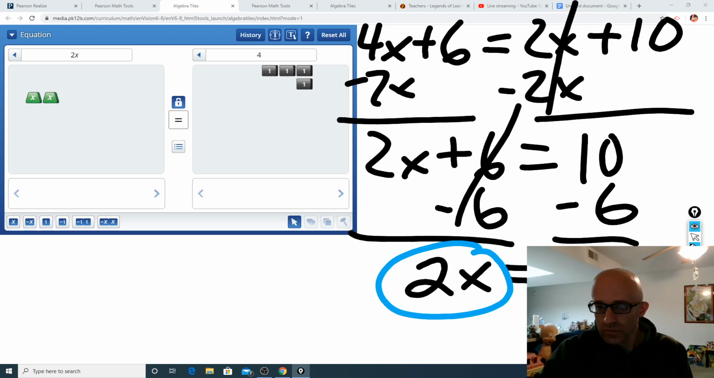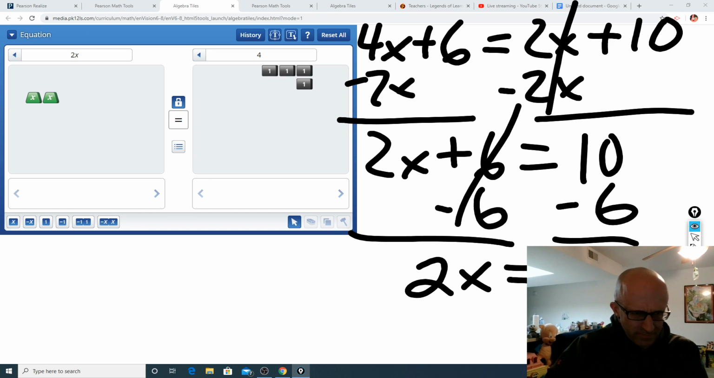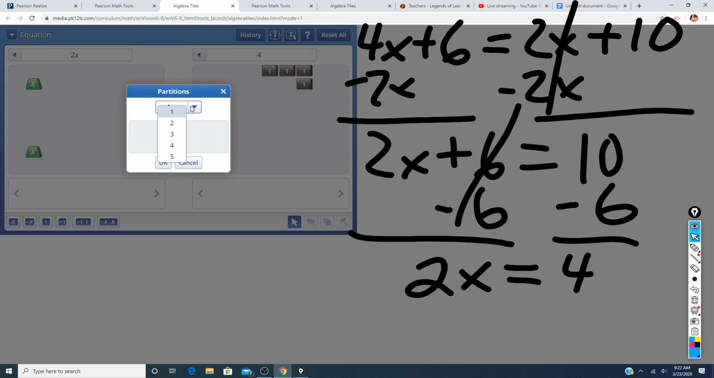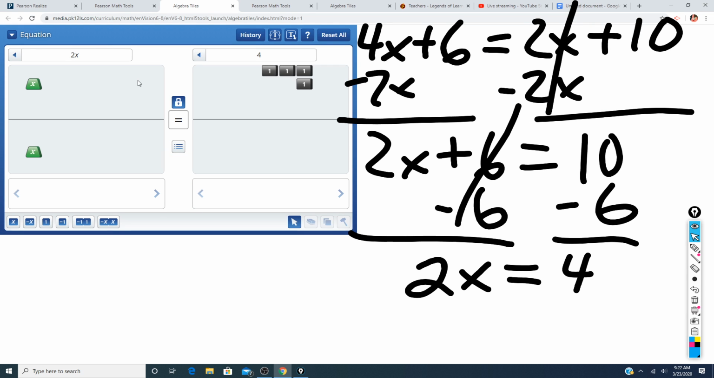There we go. So let me change my color here. On the left of our screen, let's create a partition. We're creating 2 separate groups. Click our little box where it says partitions, and we're going to make 2 partitions. What this is doing is dividing what we have into 2. So on your left side, 2x divided by 2 gives you x in both spots.